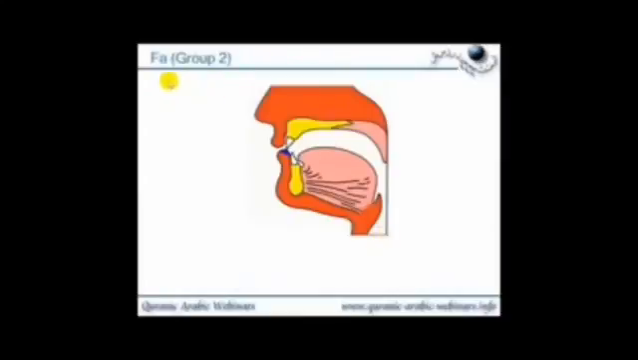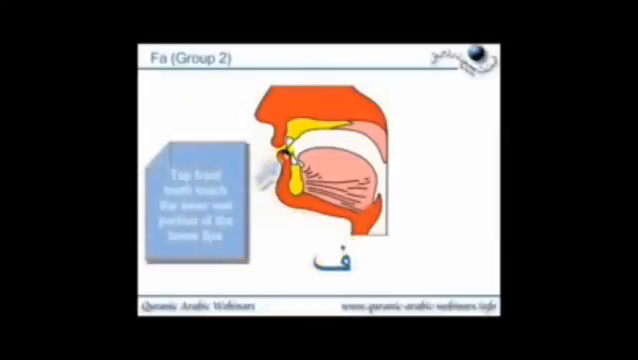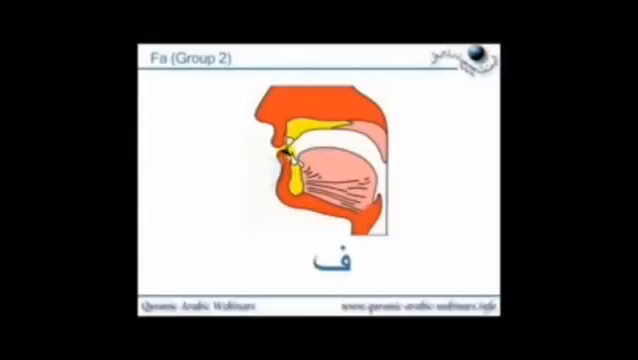So group 2, the letter fa is in group 2. So here we have the letter fa. Now when you pronounce the letter fa, your upper front teeth should touch the inner wet portion of your bottom lip. So say fa, fa.